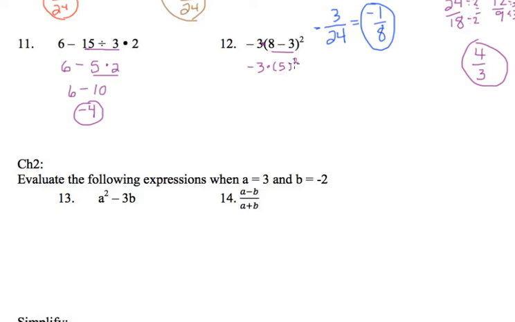So the next thing is to do the exponents. 5 squared is 25. So I'll have negative 3 times 25. Negative 3 times 25 is negative 75.